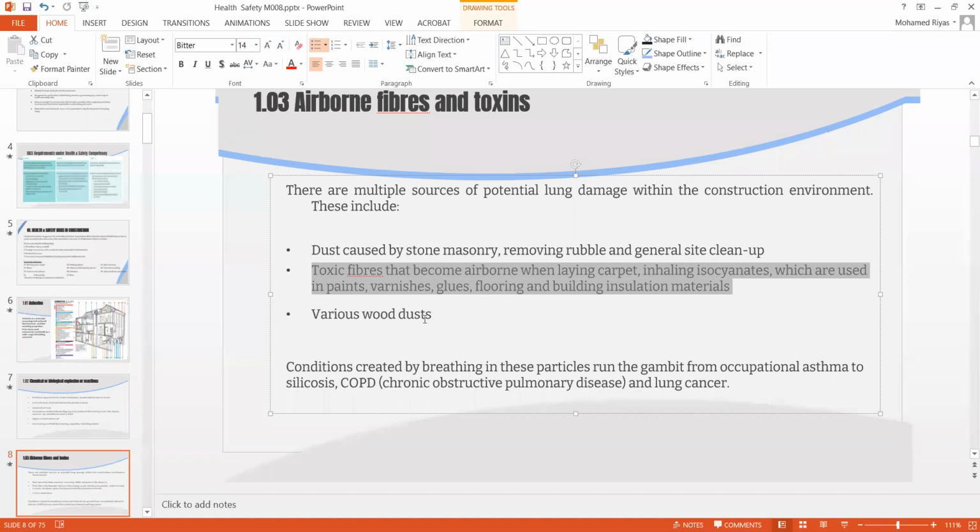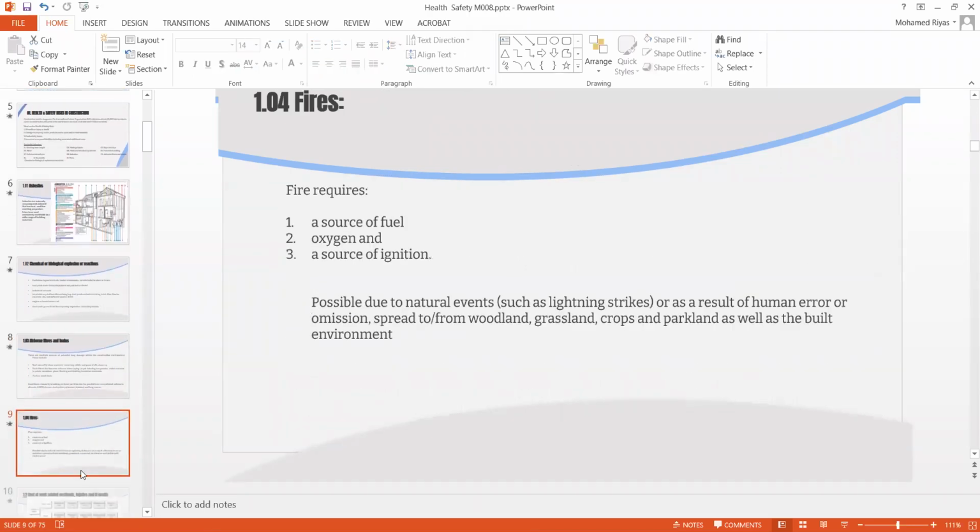Then we have various wood dust. When you are cutting wood at site as part of joinery works, various forms of dust can be created from different types of wood. So this could possibly harm the lungs in the long run. So these are the factors coming under airborne fibers and toxins that we discussed in detail.